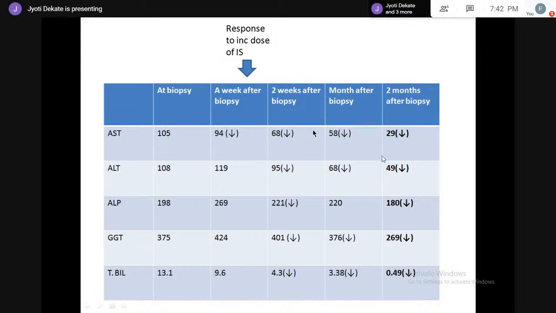And these are the liver enzymes 2 months after the biopsy, where the total bilirubin normalized. So I have shown this case just to emphasize the histopathology of T-cell mediated rejection, which is the most common indication of liver biopsy in the allograft period.